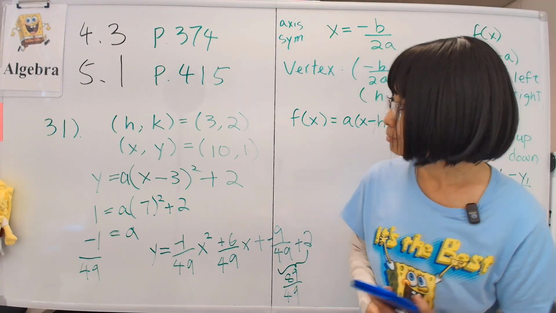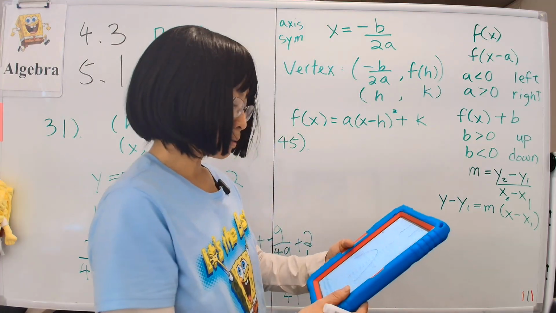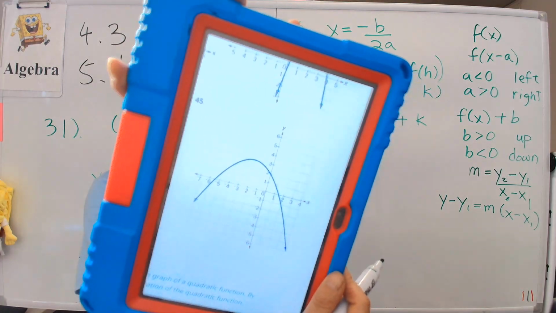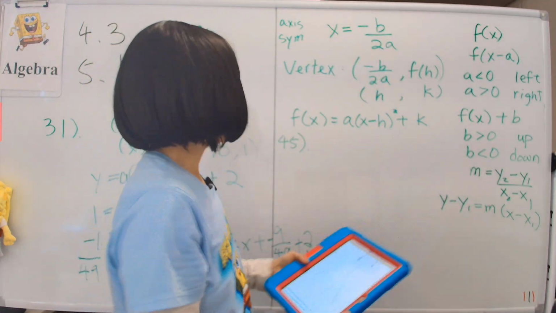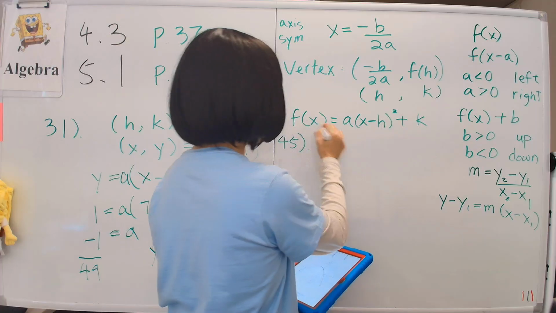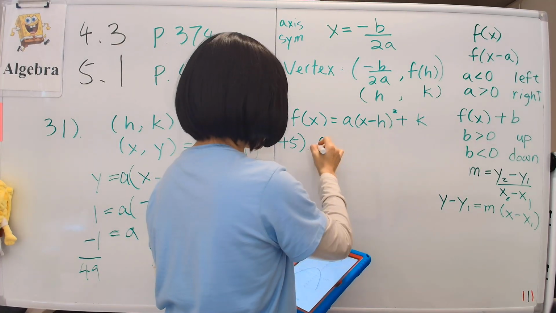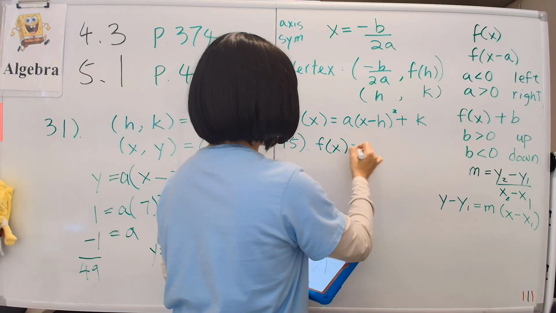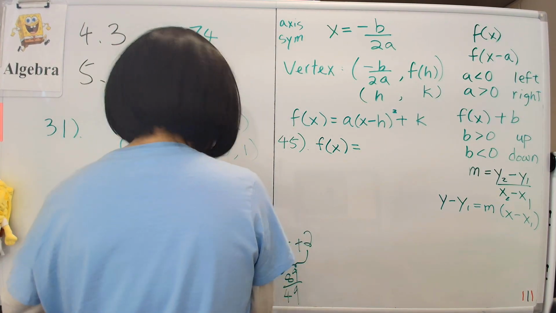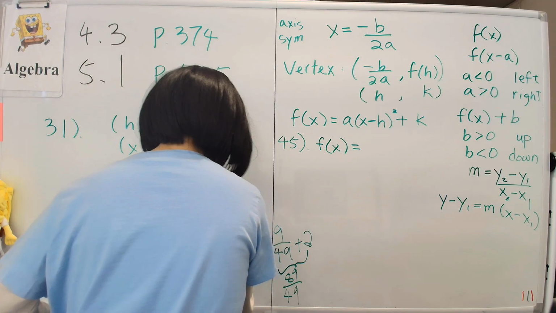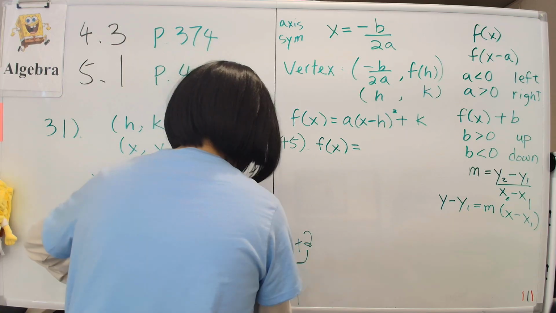So that is problem 31. Next, let's do problem 45, where we see the graph right here. What is this equation? So we see the vertex, and so we'll write down the equation based on the vertex, following this formula right here. Then f of x, or y, let's say f of x, equals... give me a second here, I need to change my marker, so as to not confuse with the green stuff on the other side.